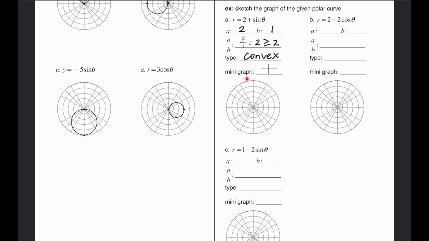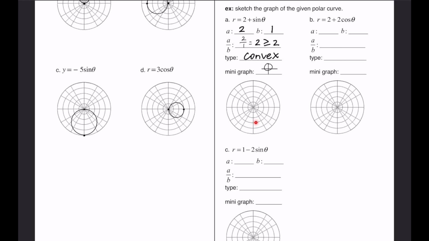I have a little spot here for a mini graph just to get our point of reference. Because this equation has sine and a positive, the graph is going to lie along the y-axis, and the plus means it will be up here. All right, so the point of reference, we'll start at the origin. A is how far we're going to go out on both sides. A plus B is how far we go up. And then A minus B is going to be this point here.